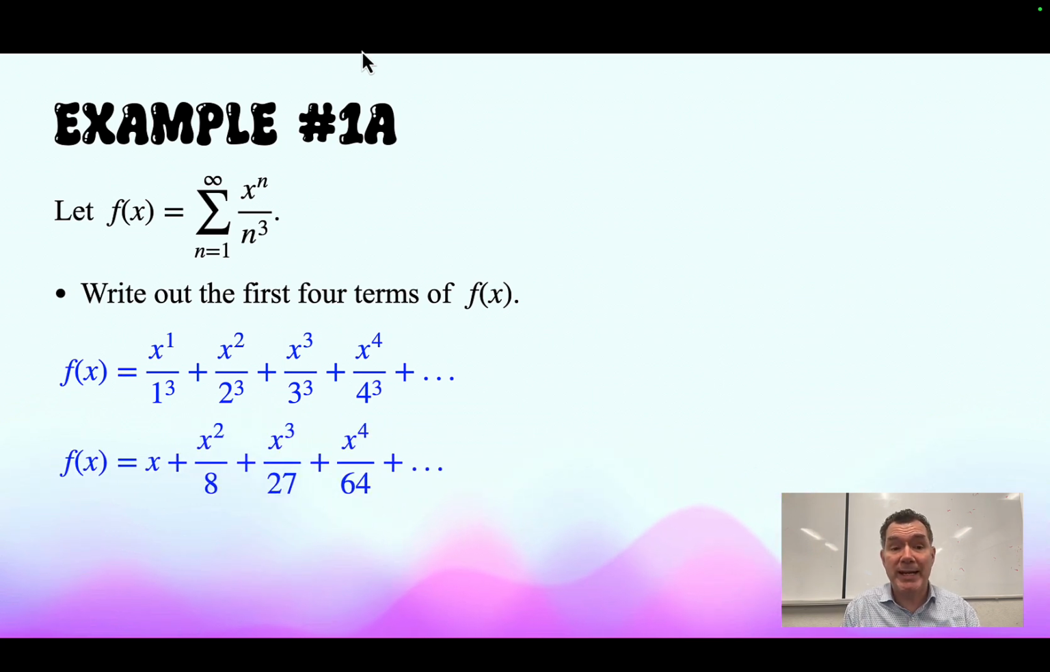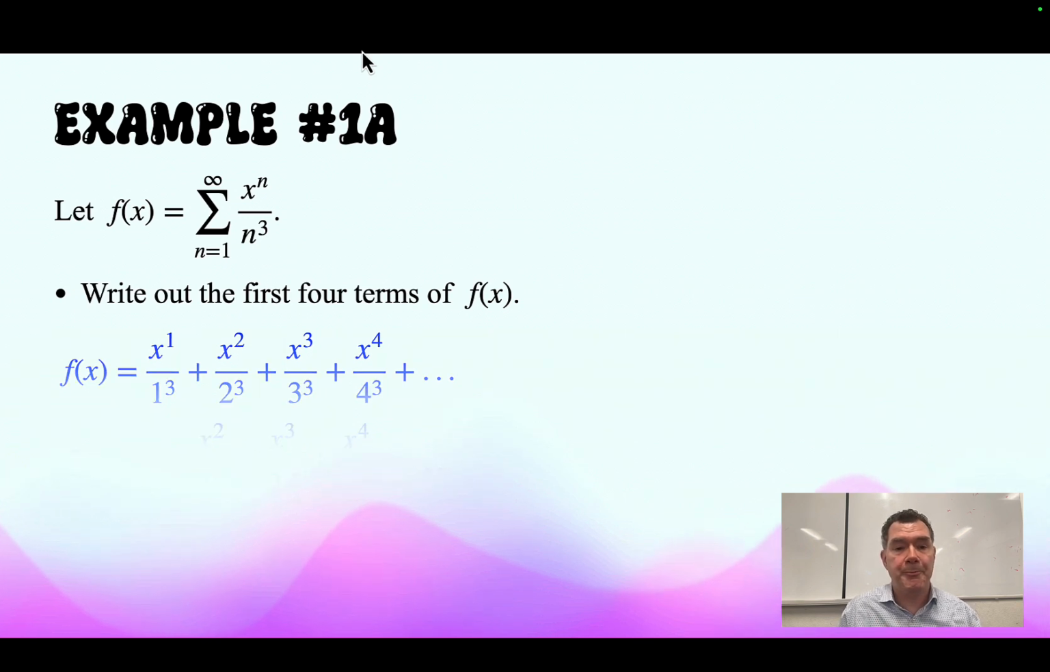I can simplify each of those if I wanted to, just in case I was using it for something else. So x to the 1 over 1 cubed could just be x. X squared over 2 to the third could be x squared over 8, and so on. All right, so that's just an example of that.